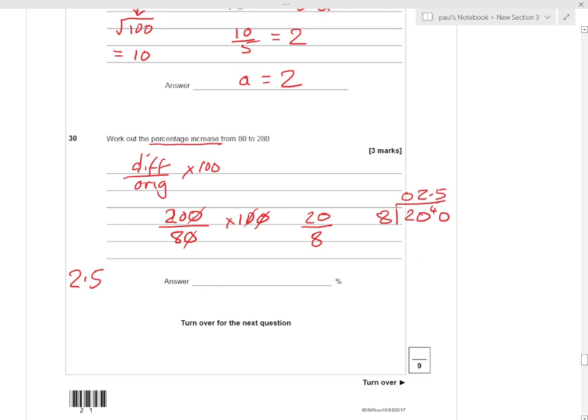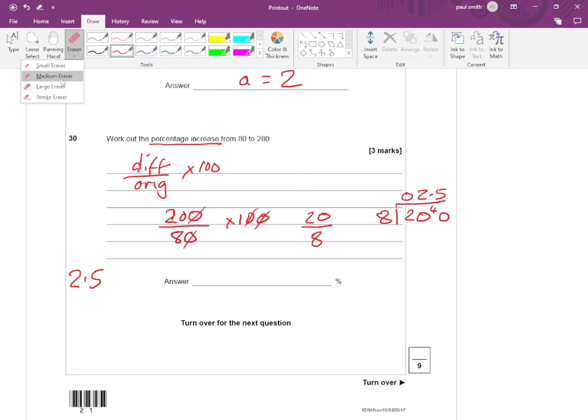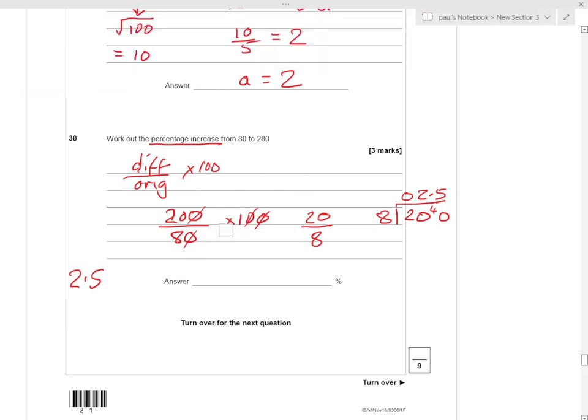80 goes into that 2.5 times. I know I'm right, but I've lost my 100 somewhere. I'm going to do that again, because I know it's going to be 250%, but I want to do that again.